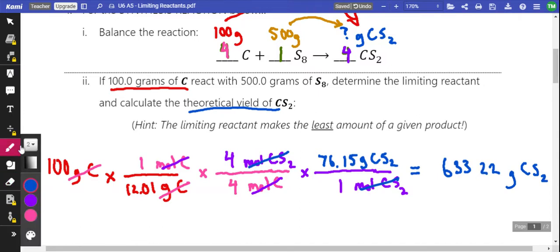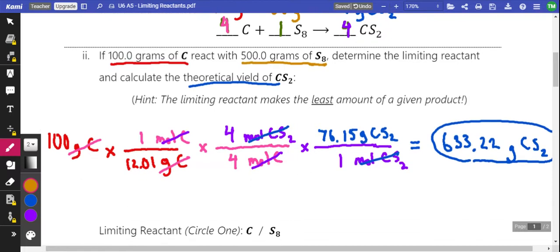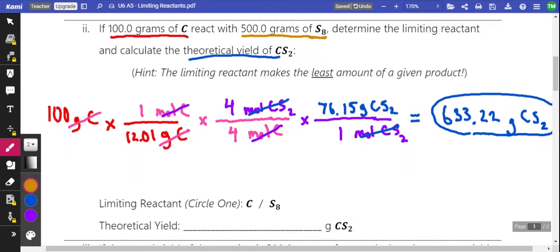As long as I have 100 grams of C, and I'm assuming I have as much S8 to react with as I can have. So if everything was going my way, and I used 100 grams of carbon, I should be able to make 633.22 grams of CS2. But what if I didn't have enough S8 to react with? That's why we also are going to figure out how much CS2 we can make based on this 500 grams of S8. And we're going to compare those two numbers. So this is one possible theoretical yield, but it might not be the theoretical yield.